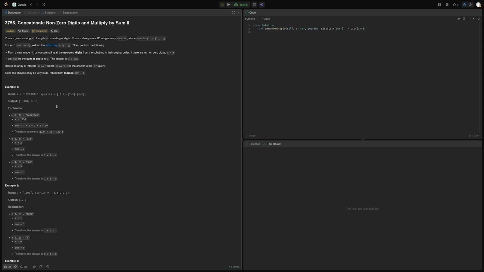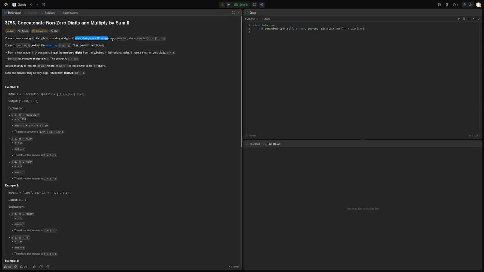Okay, today we got a problem. That's gonna be from some recent contest, so some garbage. Concatenate non-zero digits and multiply by sum 2. You are given a string S consisting of m digits. Oh no.